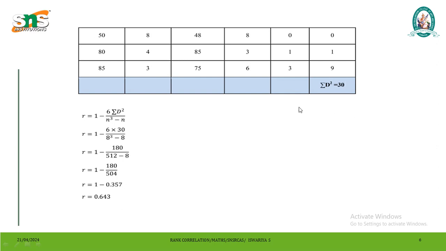In the same way, we have to find the summation D square, which means we have to sum all the values of D square. By adding all the values, I get an answer as 30. Here the number of data in X and Y will be 8. So n is equal to 8. By substituting all the values in the formula, that is 1 minus 6 into, instead of summation D square, I substitute the value 30, and instead of n, I substitute the value 8. After substituting all the elements, we have to calculate this problem. By calculating, I get an answer as 0.643. So the rank correlation of this problem will be 0.643.